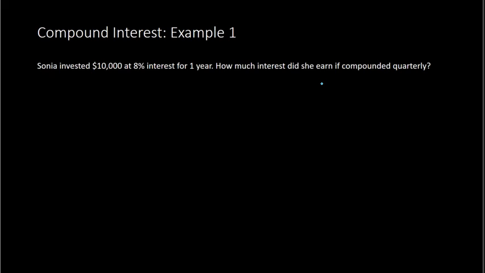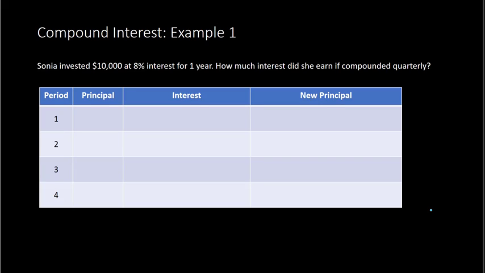All right, so let's look at an example with compound interest. Here it says Sonia invested $10,000 at 8% interest for 1 year. How much interest did she earn if it compounds quarterly? So to do this, it is helpful to create a table where in this column we have the period, so it's quarterly, so we have 4 periods within the year. And then we have principal, interest, and then the new principal amount in this column.